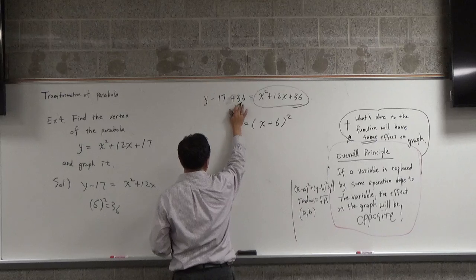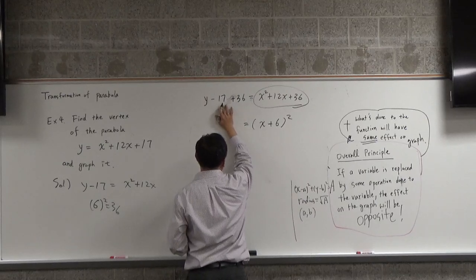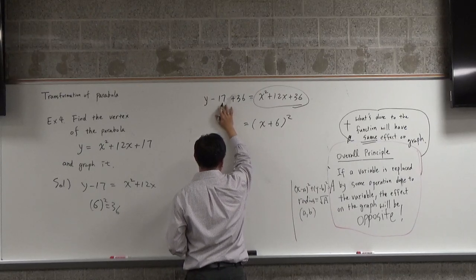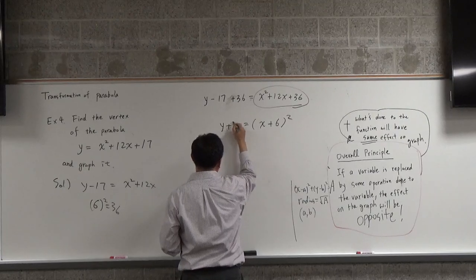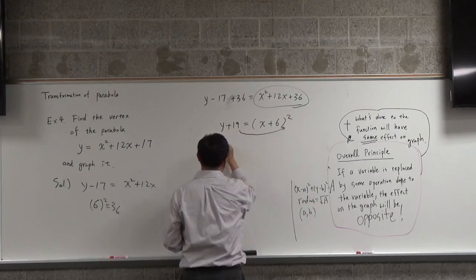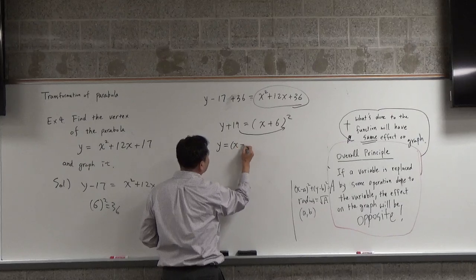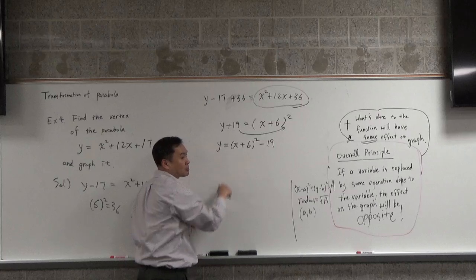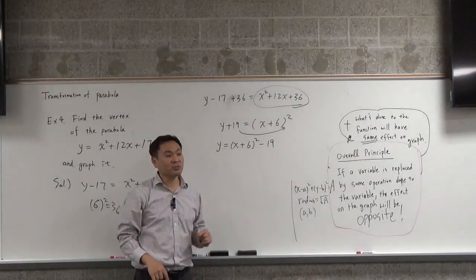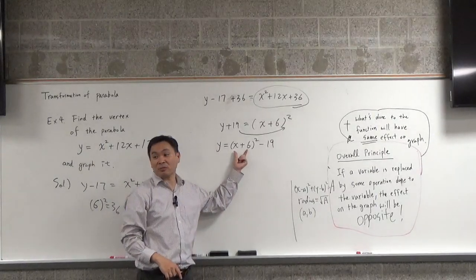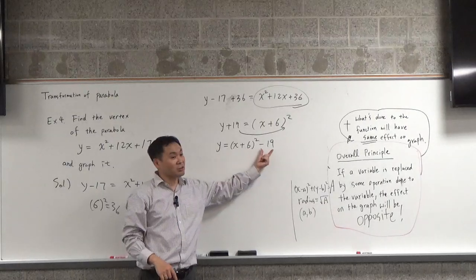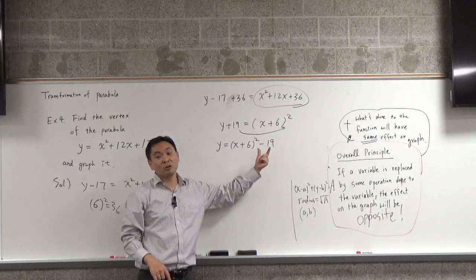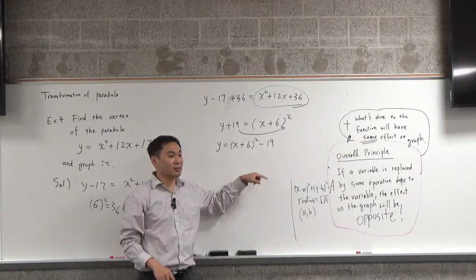And this left side, what's that? 36 minus 17 is 19? Yeah. So y plus 19, so you subtract to the other side, you get y equals (x plus 6) squared minus 19. Okay, what does this do? x plus 6 moves 6 steps left. What does negative 19 do? Down 19. Okay, yeah.